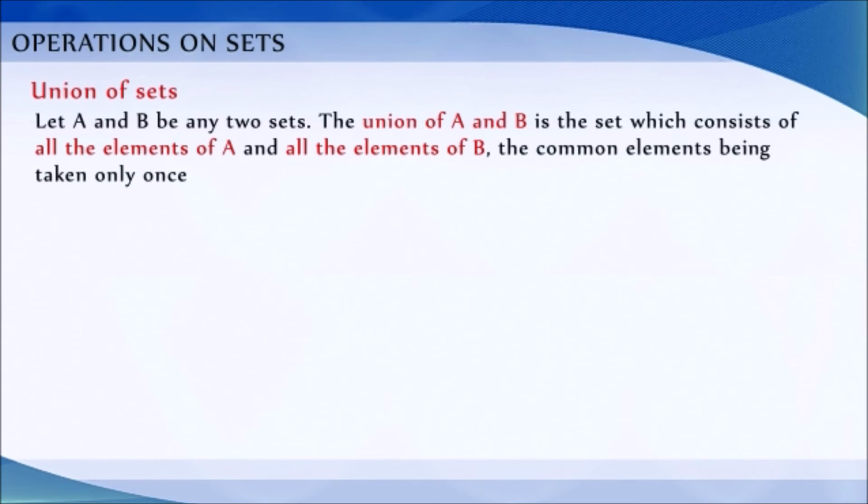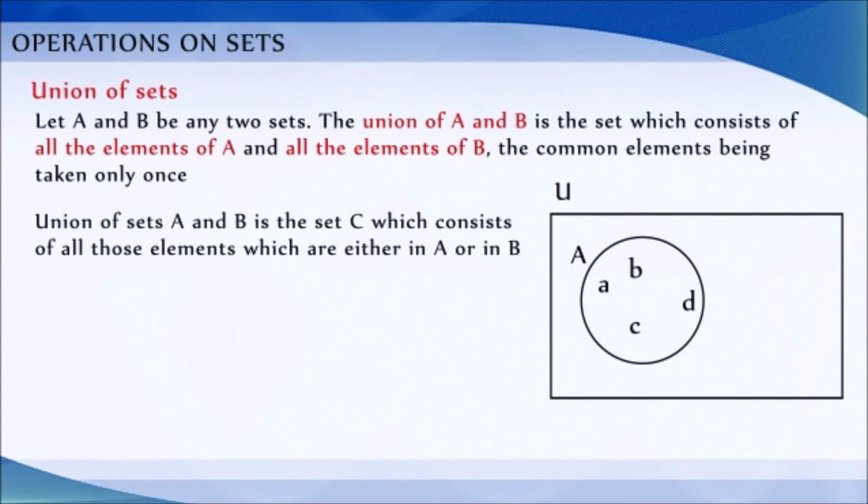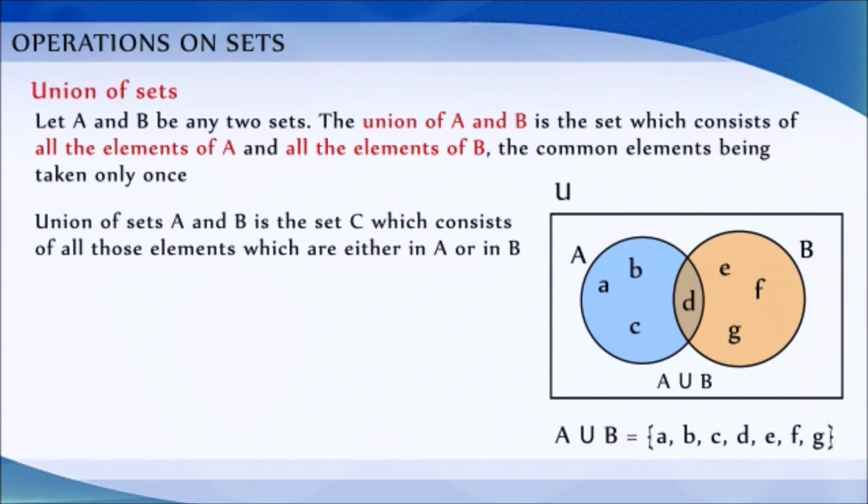Union of sets. Let A and B be any two sets. The union of A and B is the set which consists of all the elements of A and all the elements of B, the common elements being taken only once. The union of two sets A and B is the set C, which consists of all those elements which are either in A or in B. In symbols, we write A ∪ B = {x : x ∈ A or x ∈ B}.